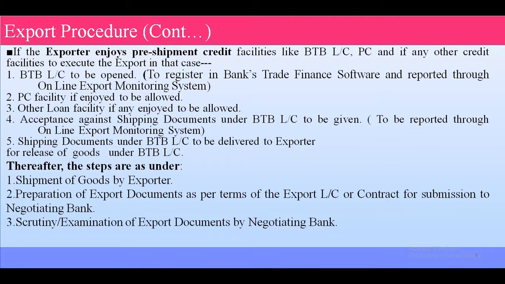5. Shipping documents under BTB letter of credit to be delivered to exporter for release of goods under BTB letter of credit. Thereafter, the steps are as under. 1. Shipment of goods by exporter. 2. Preparation of export documents as per terms of the export letter of credit or contract for submission to negotiating bank. 3. Scrutiny or examination of export documents by negotiating bank.